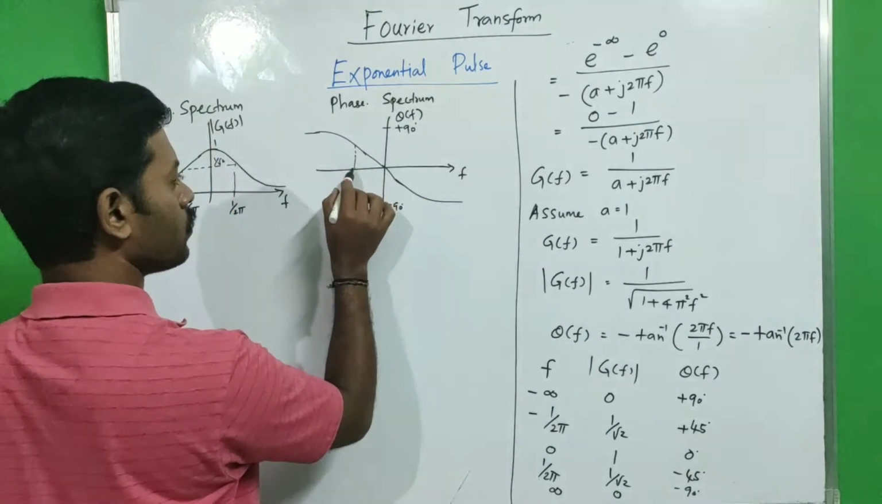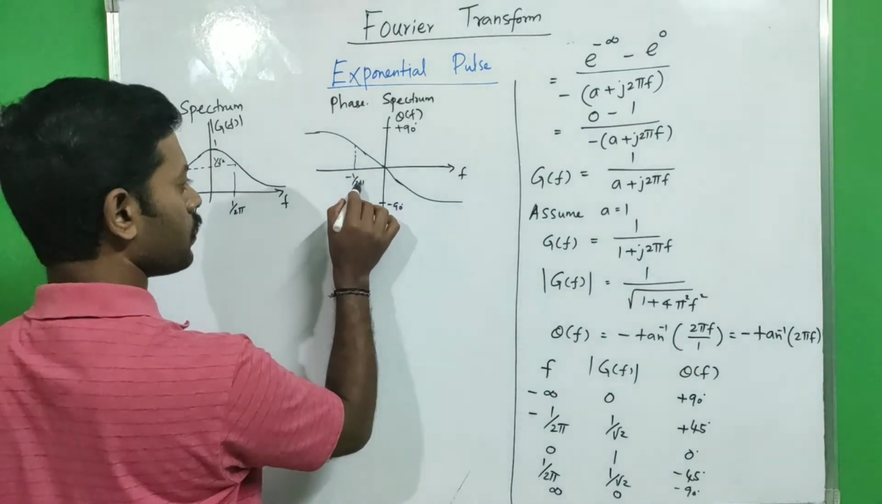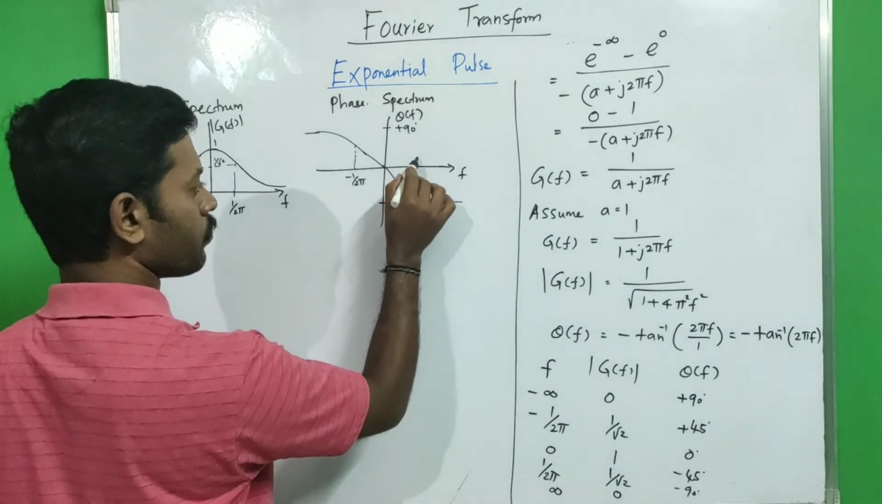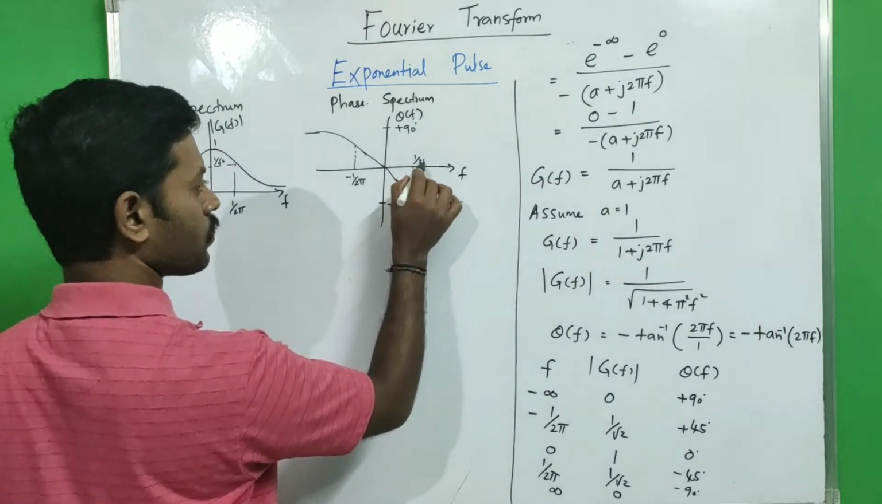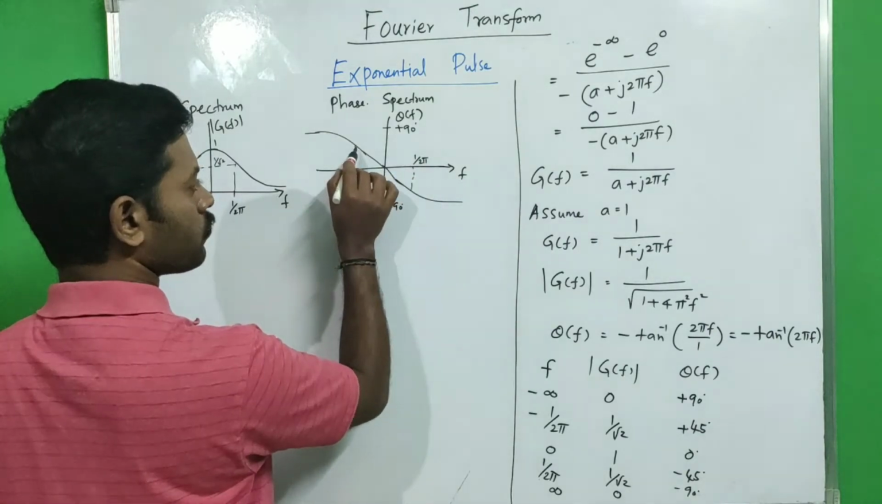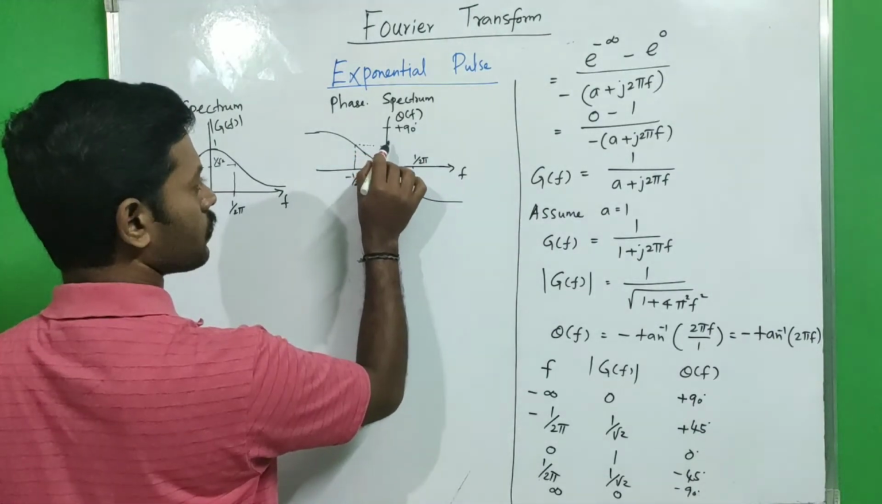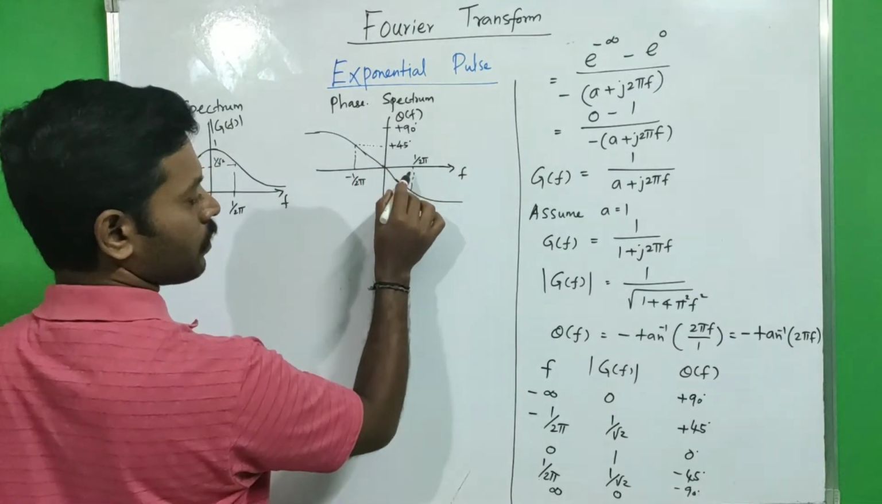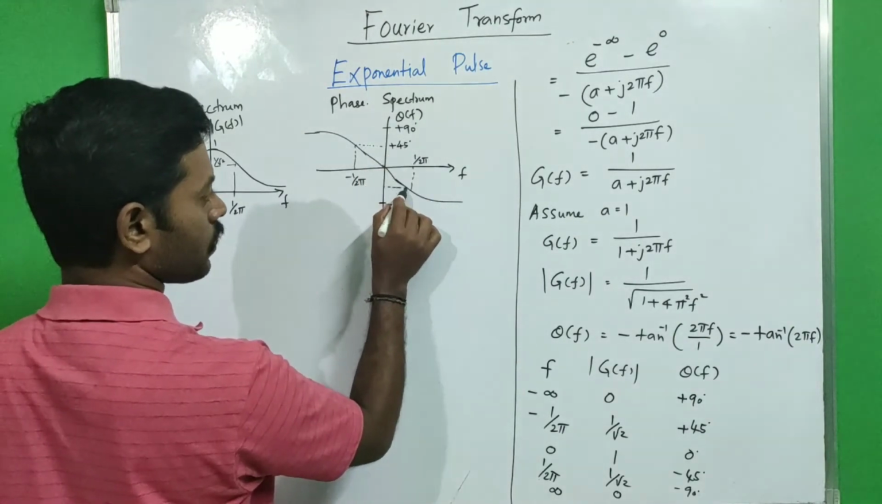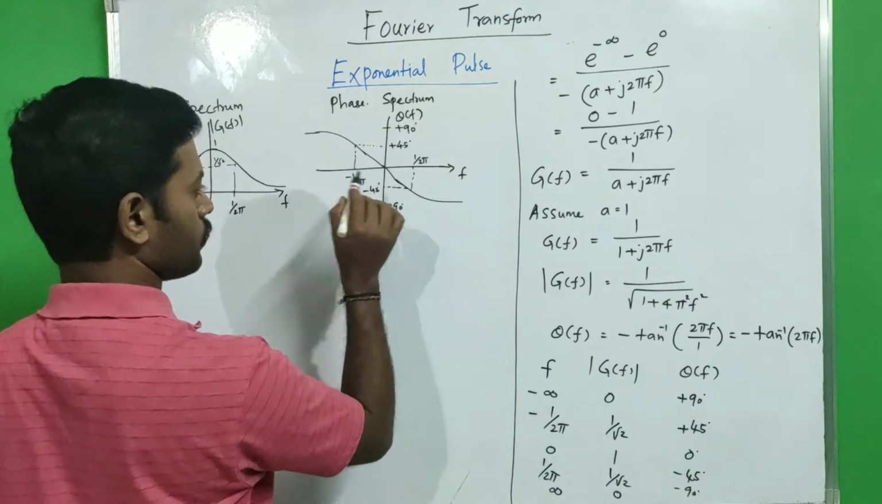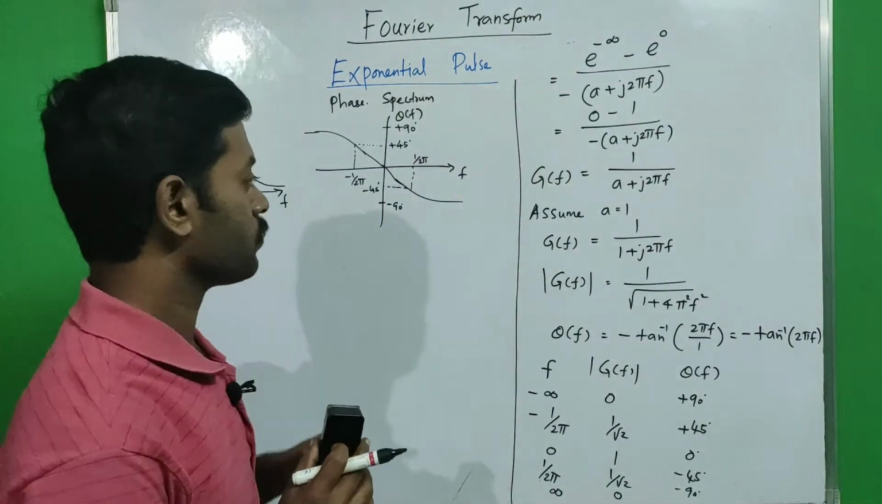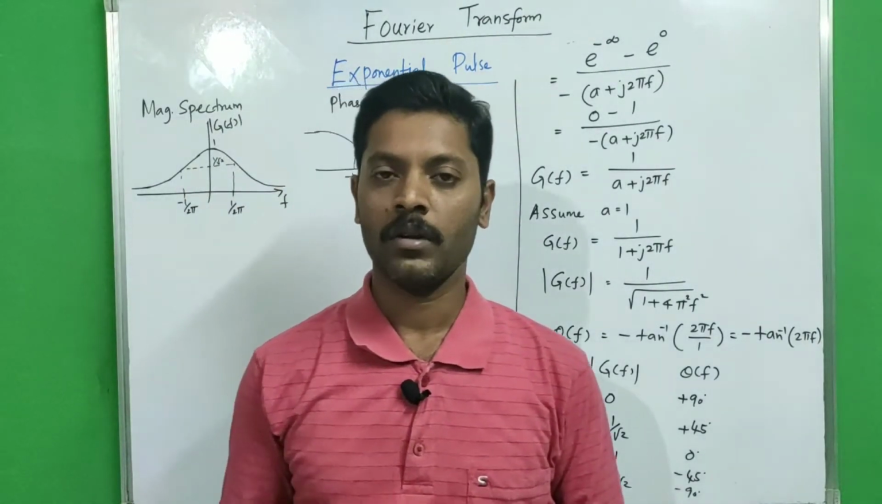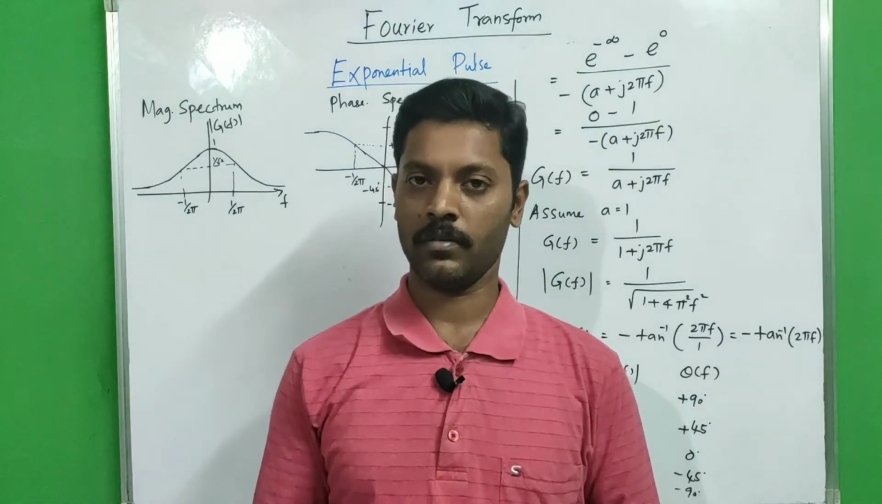At f equal to minus 1 by 2 pi and f equal to plus 1 by 2 pi: at minus 1 by 2 pi, theta equal to plus 45 degree. At f equal to 1 by 2 pi, theta equal to minus 45 degree. So this is the magnitude and phase spectrum for the decaying exponential pulse.